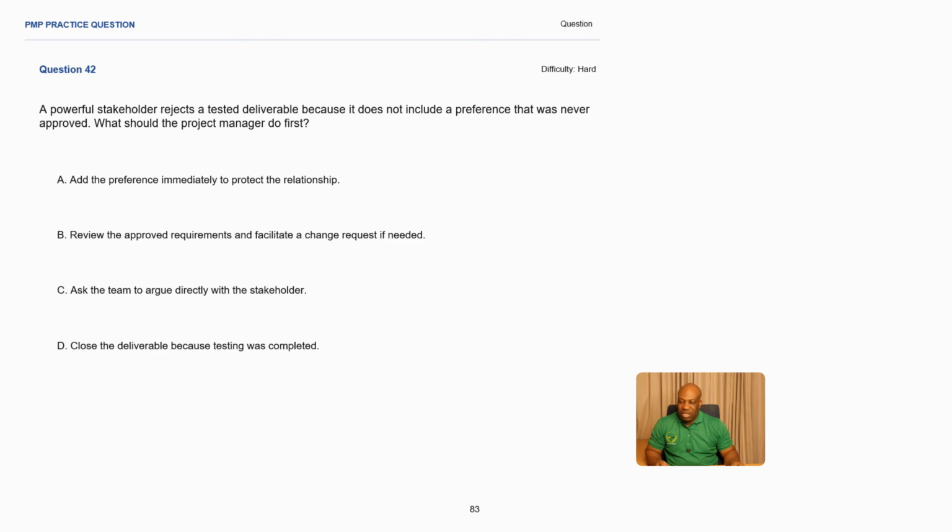Practice question number 42. A powerful stakeholder rejects a tested deliverable because it does not include a preference that was never approved. What should the project manager do first? So this is very important. You need to gather more information. The difficulty here is a bit hard.